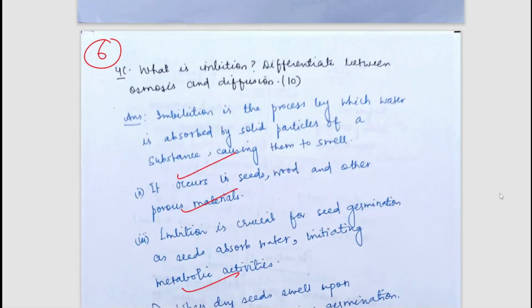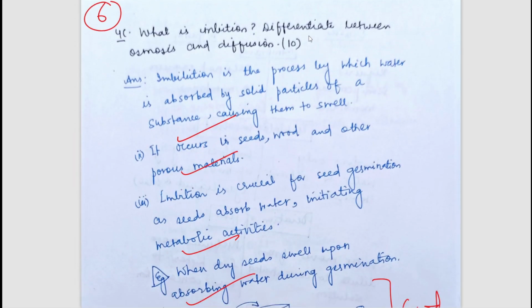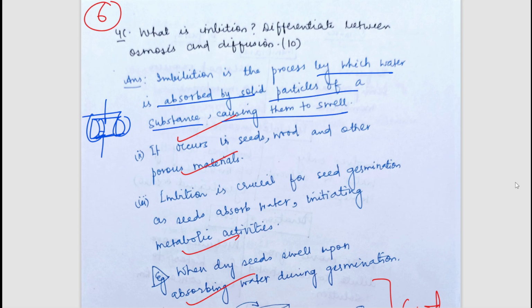The next question is, what is imbibition and the difference between osmosis and diffusion? So we all know imbibition. It is a common example, that when there is a dry log, it absorbs liquid, and we will see that the size increases. So that is simply what imbibition is, that is, the process by which water is absorbed by solid particles of a substance, causing them to swell.